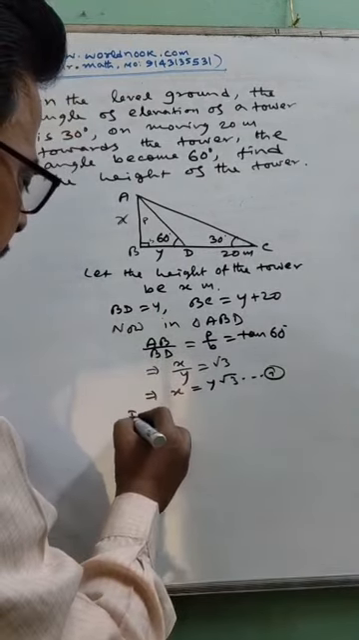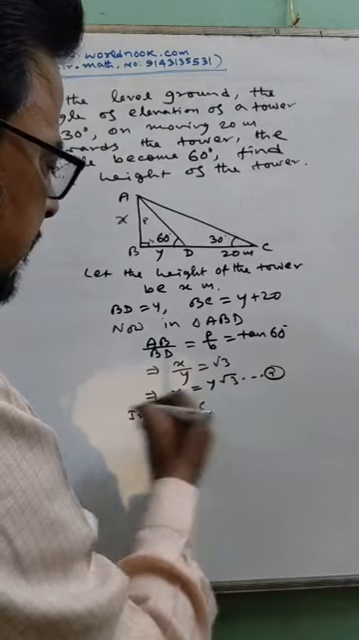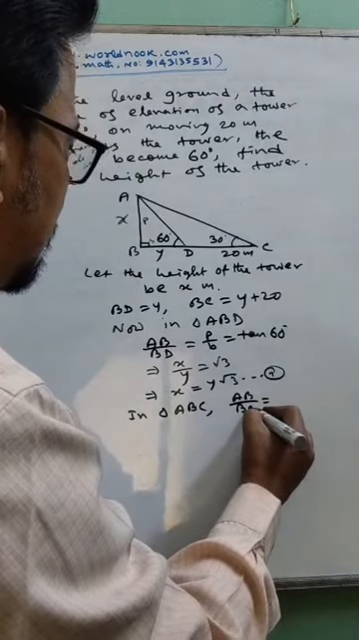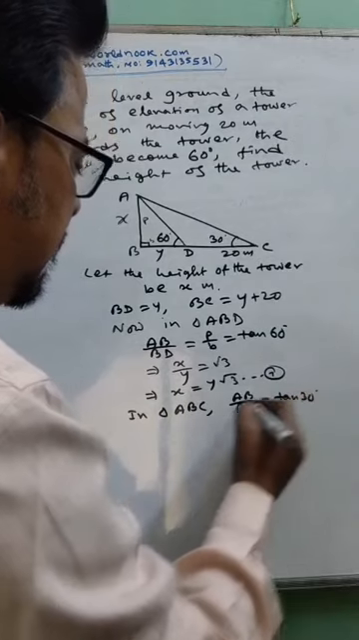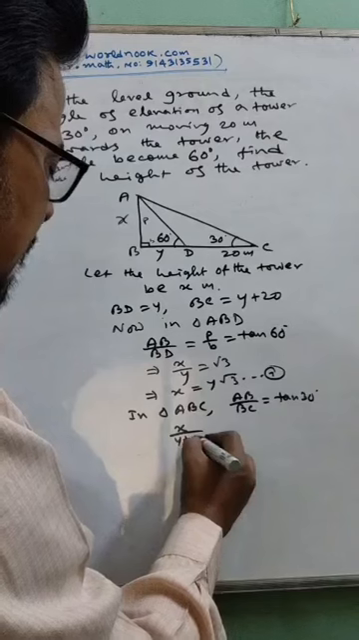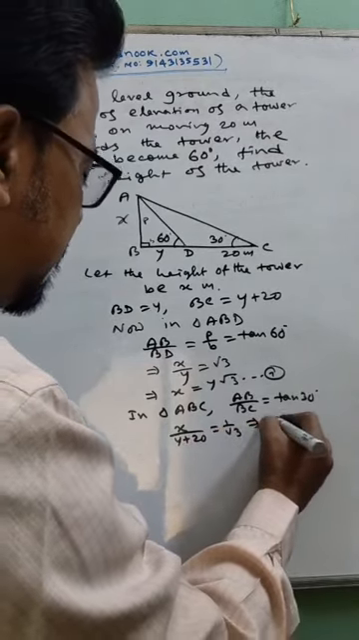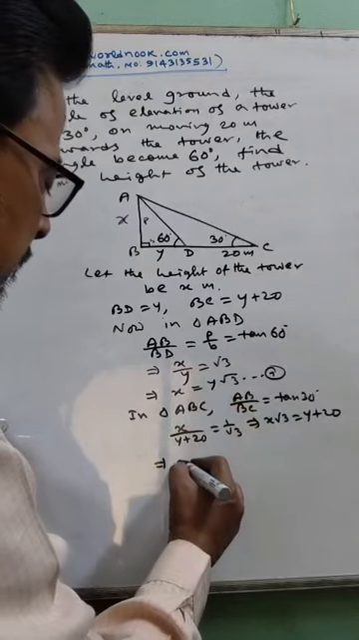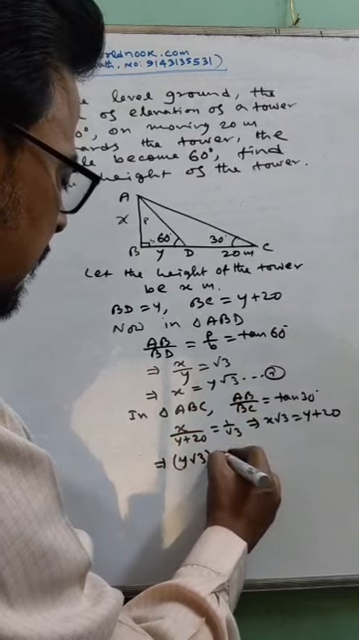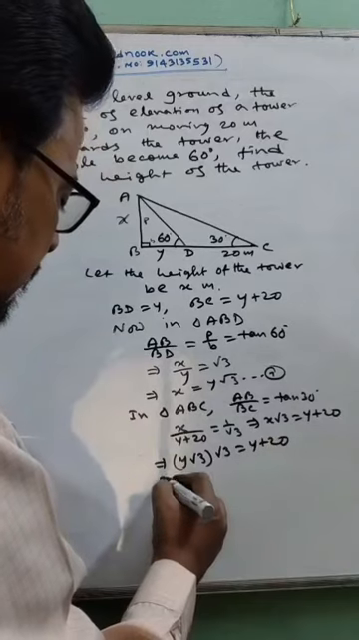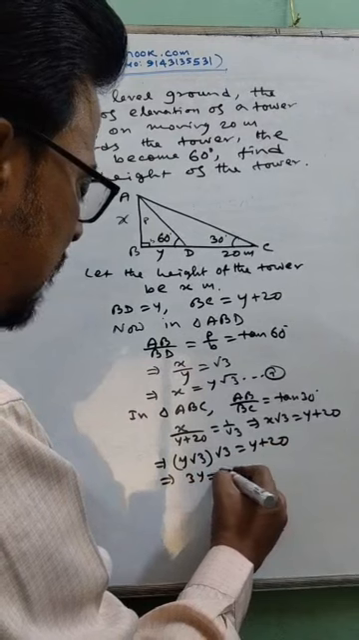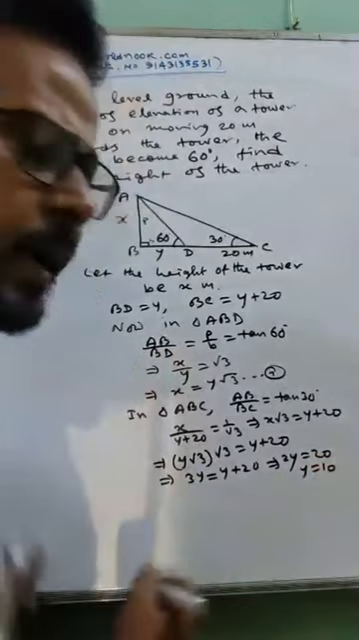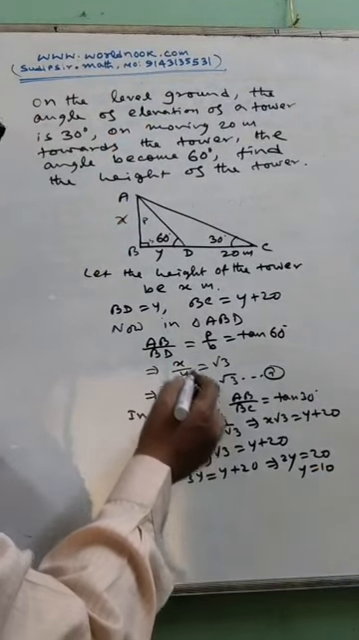Again in triangle ABC, AB by BC equals tan 30 degrees. So x by y plus 20 equals 1 by root 3. That is, x root 3 equals y plus 20. Now the value of x is y root 3, so y root 3 into root 3 equals y plus 20. That is 3y equals y plus 20. From this you get 2y equals 20, that is y equals 10.